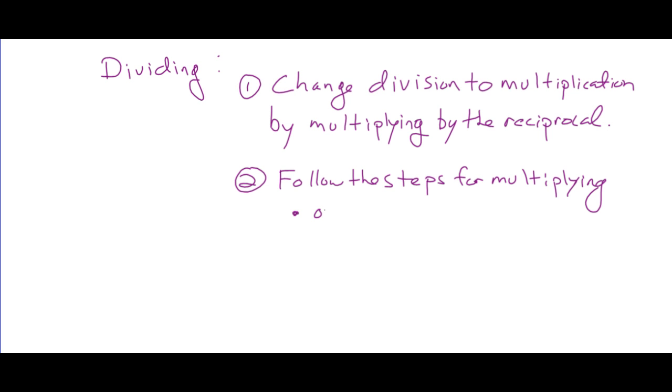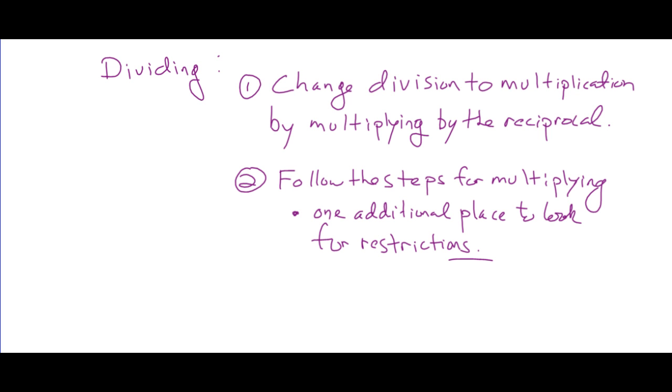And there's one additional place to look for restrictions. So make note of that, and I'll show you as we get into it. When you're doing restrictions, you have to look in 3 places.